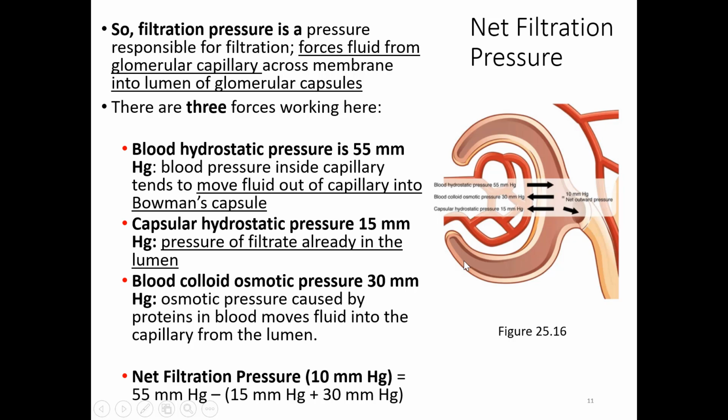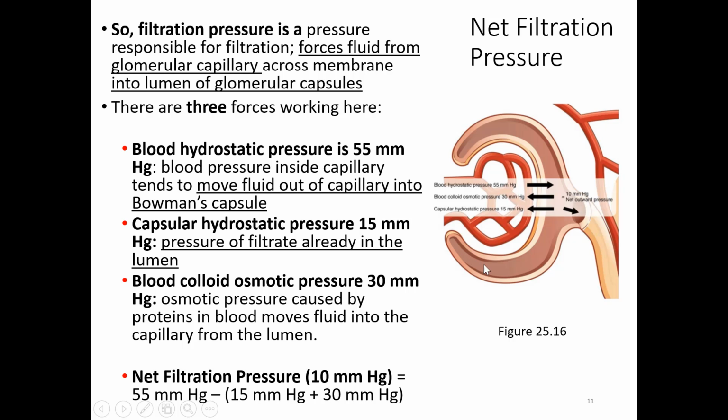But there are three forces working here. We already said about one of them. That would be blood hydrostatic pressure, and it is 55 millimeters of mercury, moving fluid out of the capillary to the Bowman's capsule. Then, right here in the capsule, there is already some amount of filtrate, and it already creates some pressure just simply by being there. That pressure is 15 millimeters of mercury, and it's called capsular hydrostatic pressure.